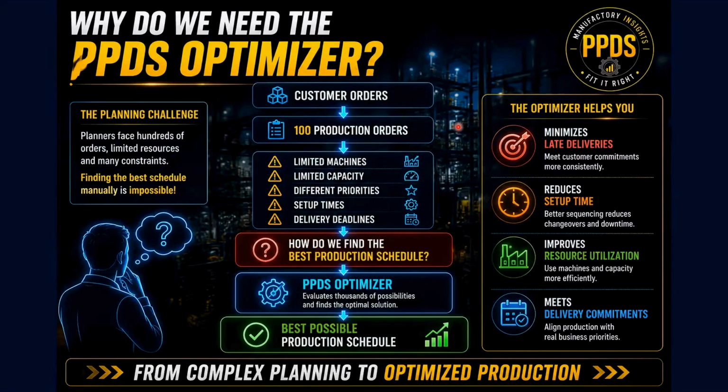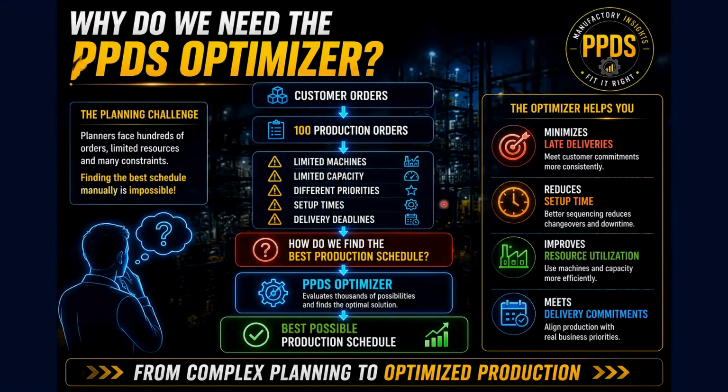Why do we need the PPDS optimizer? Let's understand this with a practical example. Imagine a manufacturing plant receives 100 production orders. These orders have to be scheduled across only a few production resources. Every resource has a limited available capacity. Different products require different setup times. Some machines have alternative resources, while others don't. Certain orders have higher planning importance than others.